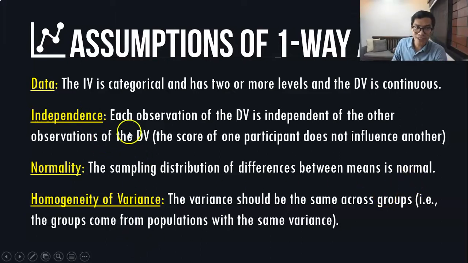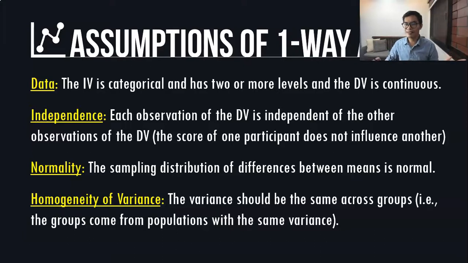So independence also, each observation of the DV is independent of the other observations of the dependent variable. So the score of one participant does not influence another. And in normality also, the sampling distribution of the differences between means should be normally distributed before we use ANOVA. If it's not normally distributed, then we can use another statistical test. Then for the homogeneity of variance, the variance should be the same across groups, so coming from populations within the same variance. So with that, I hope everything's clear how we demonstrate ANOVA using SPSS. And please do take note of all this conceptual understanding of one-way ANOVA.